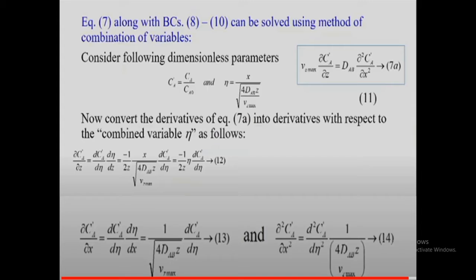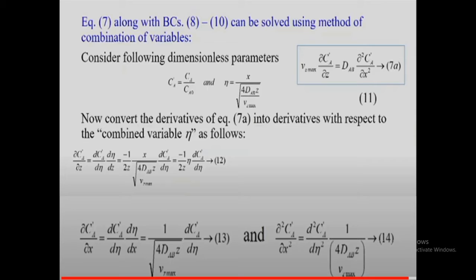What about the RHS side? ∂²Ca dash/∂x². First we are going to concentrate on ∂Ca dash/∂x. How will you write it? dCa dash/d eta into d eta/dx. Here we keep dCa dash/d eta constant and concentrate only on d eta/dx. Eta we already have. Differentiating this expression with respect to x, finally we get 1 by root of 4 DAB z by Vz max. Are you clear or not?